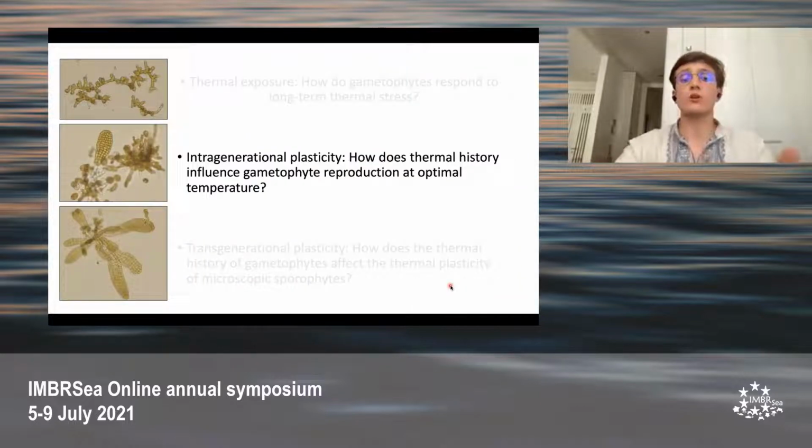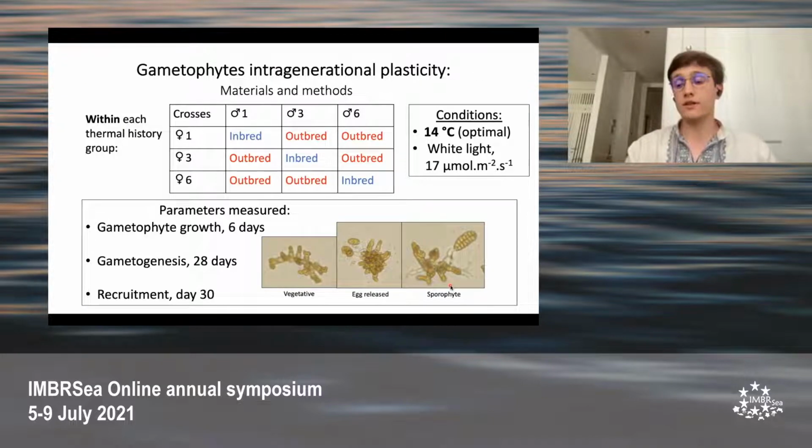So moving on then, we looked at how this thermal history influences gametophyte reproduction at optimal temperature. For this, within each thermal history group, we crossed all 6 of the strains to obtain nine crosses, of which 3 were inbred and 6 were outbred. And we placed them for 30 days in optimal reproduction conditions, so at 14 degrees Celsius, which is also the midway point between 8 and 20, and in white light.